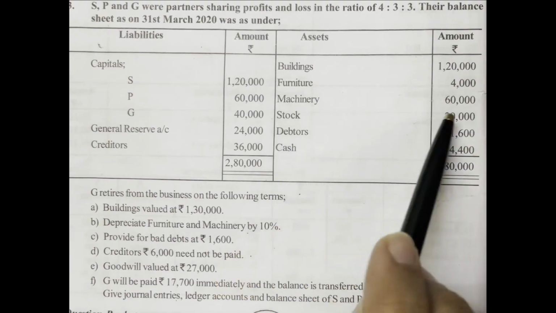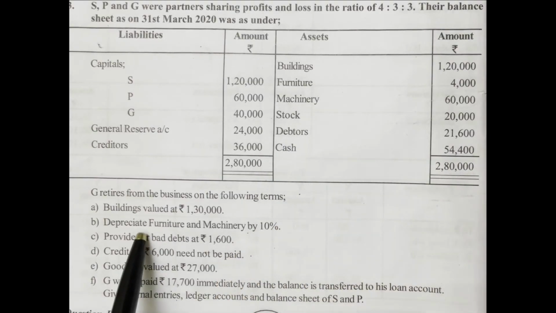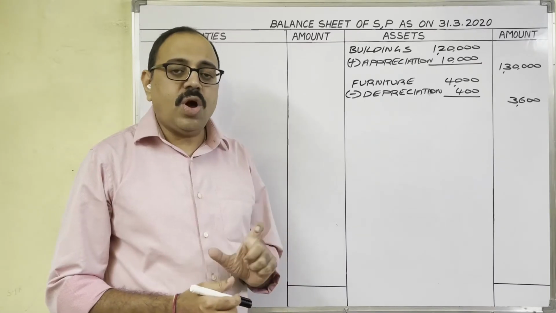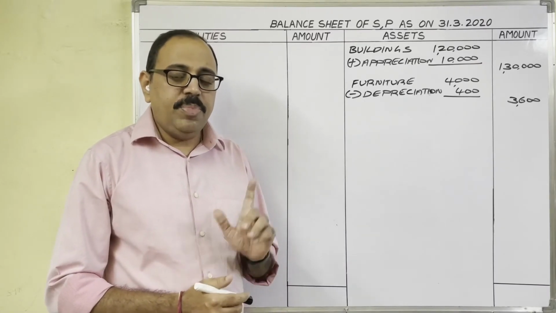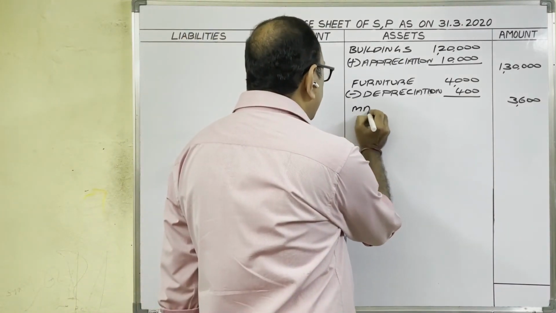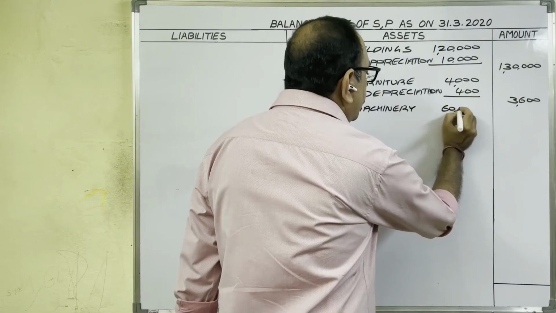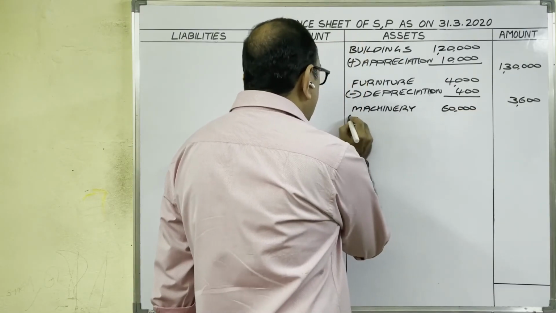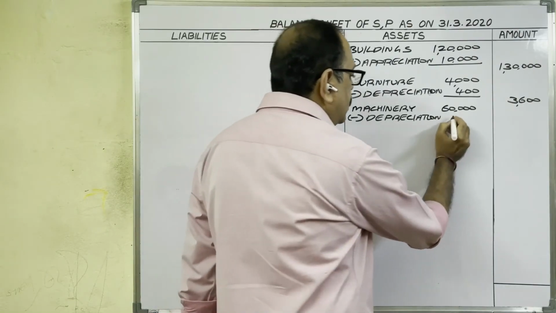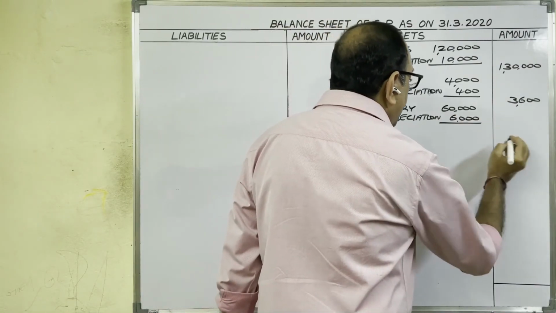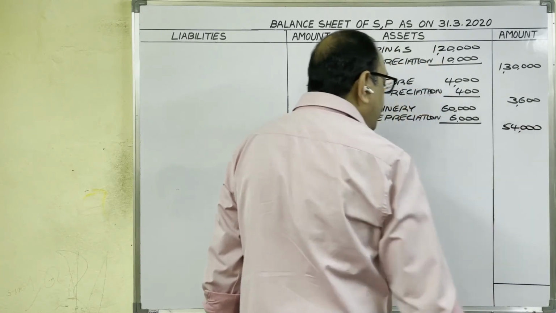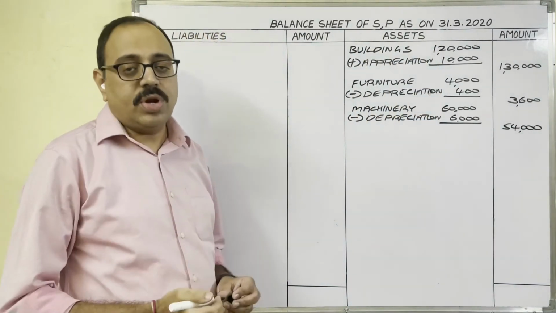Next, machinery 60,000 rupees. Adjustment, depreciate machinery by 10%. Machinery cost price is 60,000, depreciation 10%. Asset side, machinery. Cost price in the inner column 60,000. Subtract depreciation. We calculated in the revaluation account 6,000 rupees came. Then the remaining amount 54,000 rupees is market price. That amount we should show in the outer column.